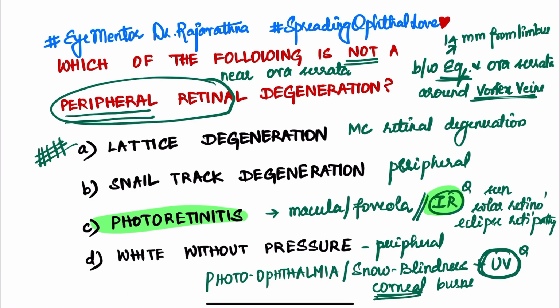So photoophthalmia, two differences. What is number one? The causative rays, electromagnetic radiation, is ultraviolet, and it affects the cornea and conjunctiva, okay, the superficial parts of the eye. Whereas when we talk about photoretinitis, it affects the macula or the foveola, the central retina, and it is by infrared rays. Okay, so there we go. So that is about a lot of things that we have learned because of this question.